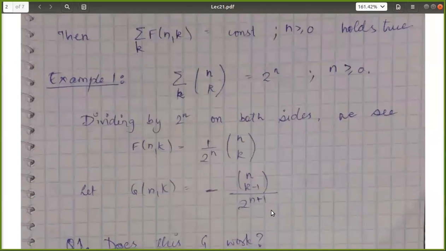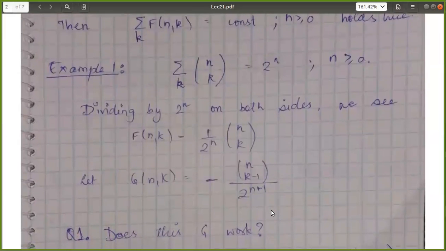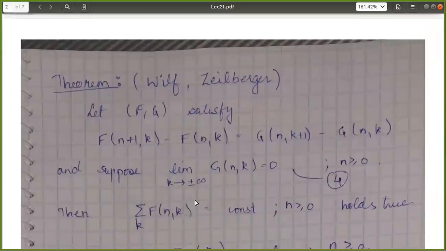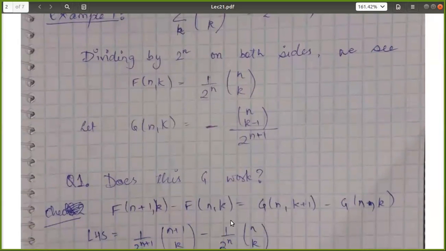Now, once this comes in front of me, I have a few questions. Does this G really work? Which means, does this G satisfy this particular equation? Only then I would know that this particular function summation is a constant number. So let's just check. You have F of n plus 1, k minus F of n,k equals G of n,k plus 1 minus G of n,k. This is what you have to verify.